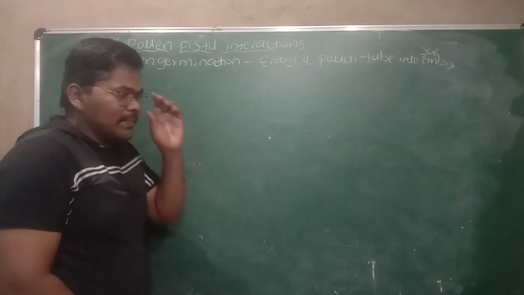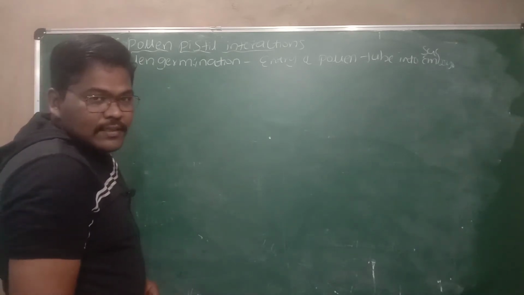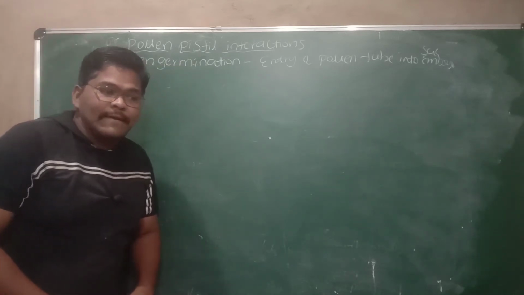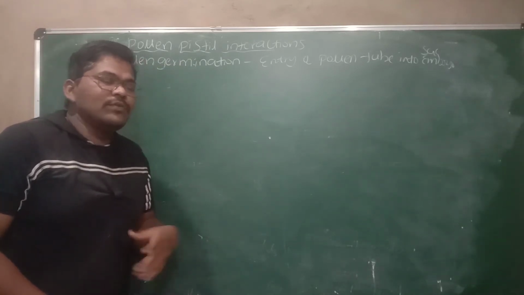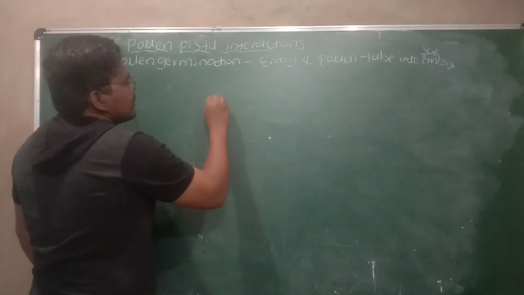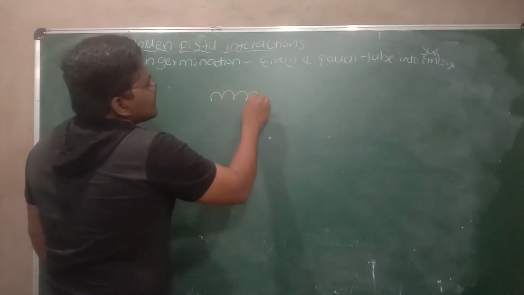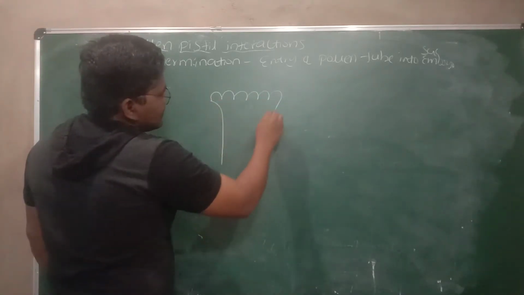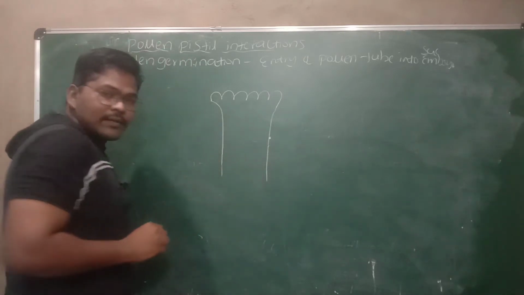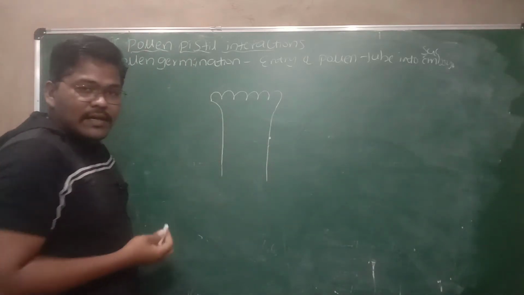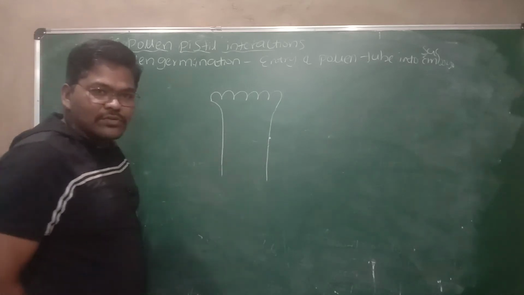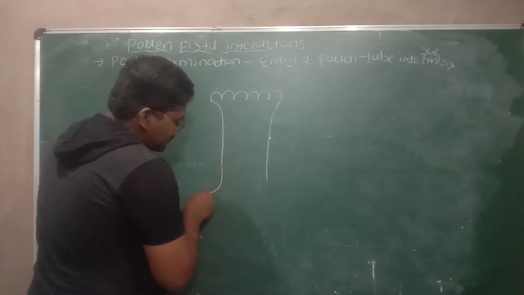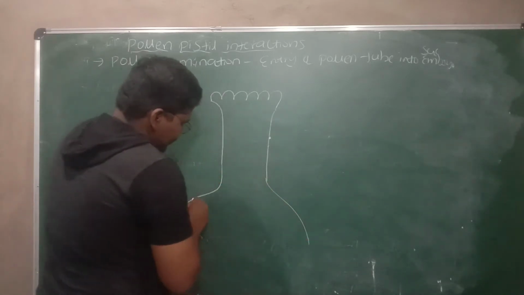Now we'll see pollen pistil interactions. I'll make one diagram for you to explain pollen pistil interaction. It's my own imagination. This is the stigma. This is the style. Don't think, why is sir drawing the diagram very large? Because I have to make different parts, hence I am drawing the diagram large. It is an ovary.